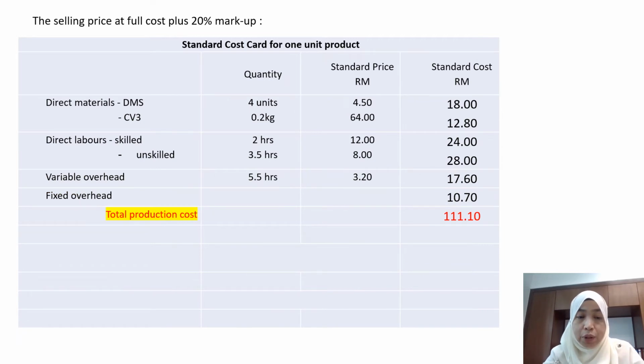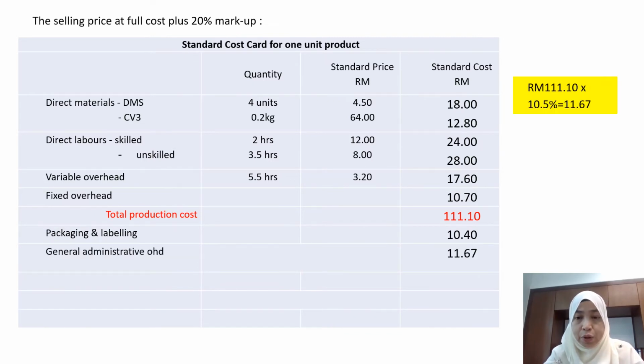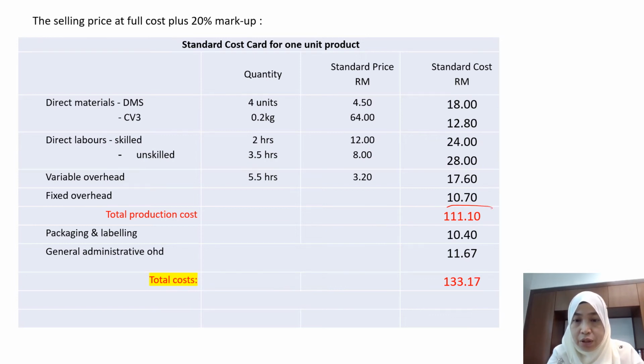Then we total up, we will get total production cost. We total up direct material, direct labor, and also overhead. Then you will get total production cost. Packaging and labeling is given as RM10.40 per unit. And then general admin, 10.5% of production cost. So 10.5% you multiply by production cost, then you will get 11.67. Then total production cost, you plus packaging and labeling, you plus general admin, you will get a total cost of 133 ringgit 17 cents.